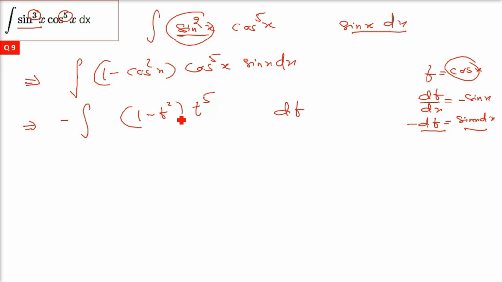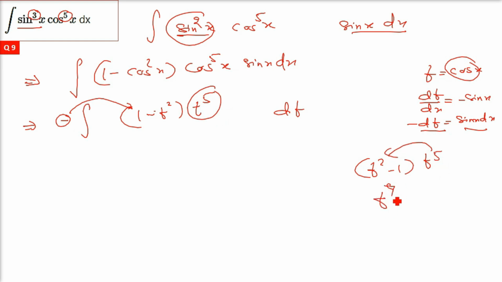Now let us multiply this inside, 1 minus t square multiplied by t raised 5, and then we will integrate it. But before that, there is a negative. Let's multiply the negative sign with 1 minus t square, so you'll get t square minus 1. T raised 5 is already there, so t square minus 1 into t raised 5 will be, the power gets added for t square and t5, so it will be t raised 7, and t5 into 1 will be t raised 5. So let's integrate them separately, t raised 7 and then t raised 5.